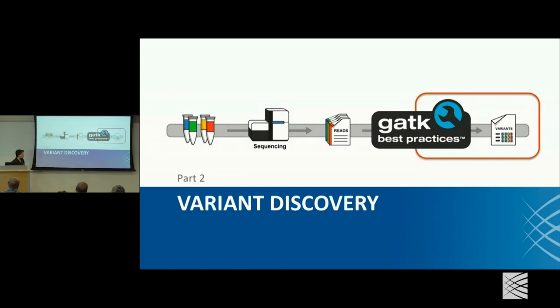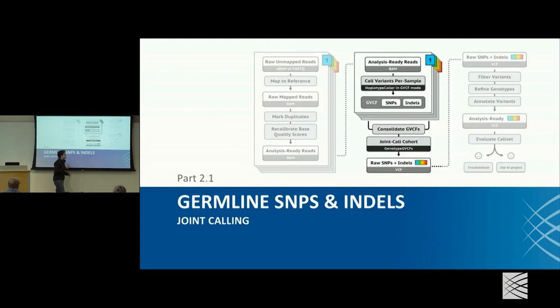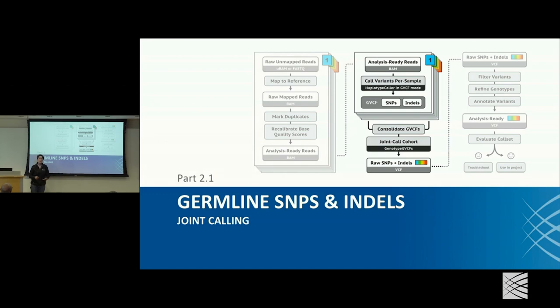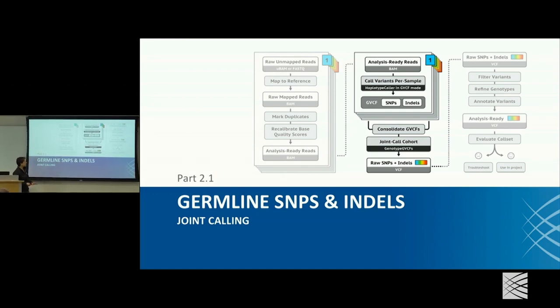All right. So now let's talk about how you go from these aligned reads that have been beautifully cleaned and actually generate some variant calls from that. Let's go through germline short variants first, SNPs and indels, and specifically what we call joint calling. So this is the overall pipeline that we do. This is the pre-processing that I just finished explaining. And this part, the central part, is the really important part, the joint calling, okay?